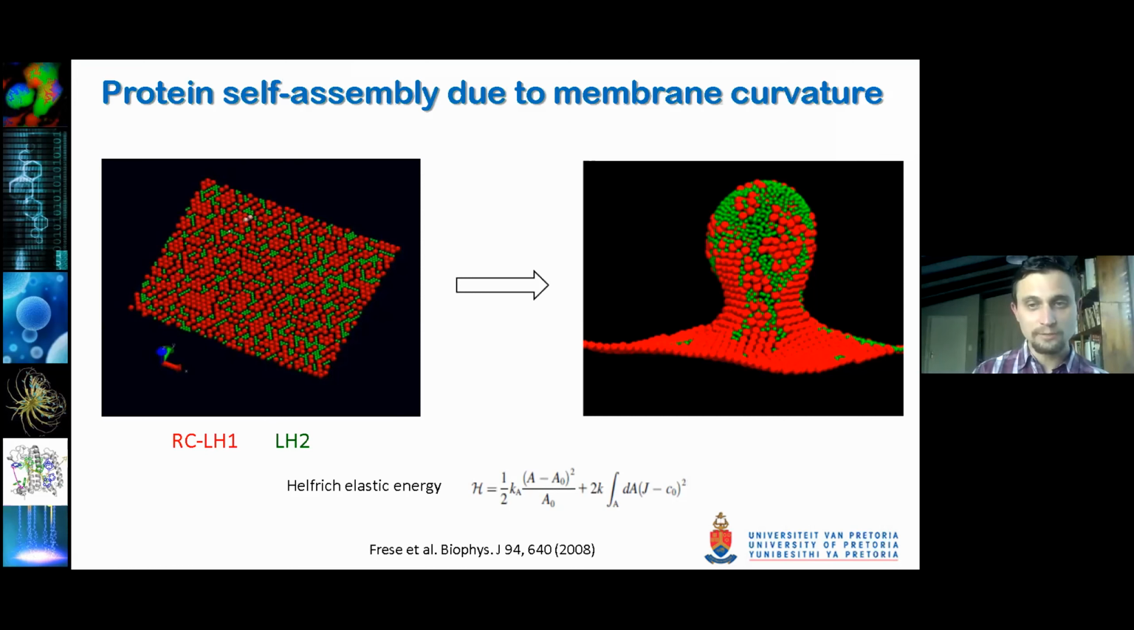And this has actually been modeled quite well using the Helfrich elastic energy. All these systems can be modeled in one way or the other. It's a way in which you can model the curvature, and from that coarse-grained model using spheres of different sizes, you can see how this self-assembly actually happens.